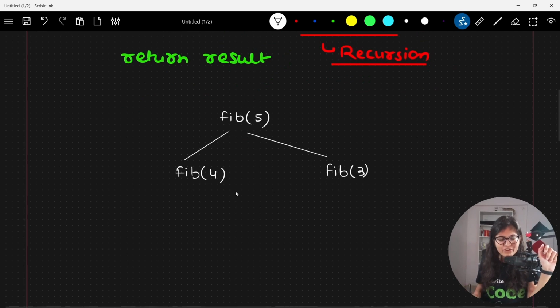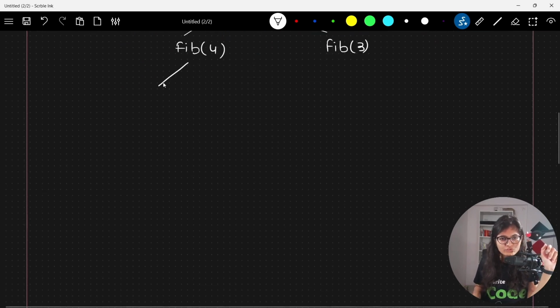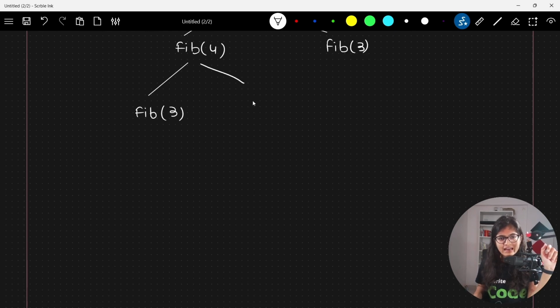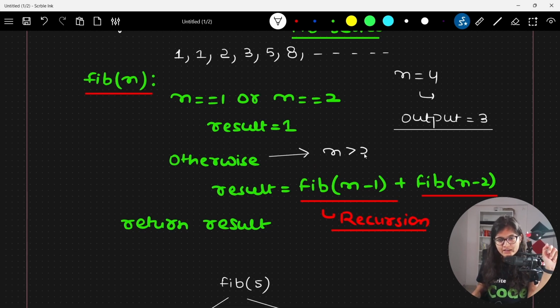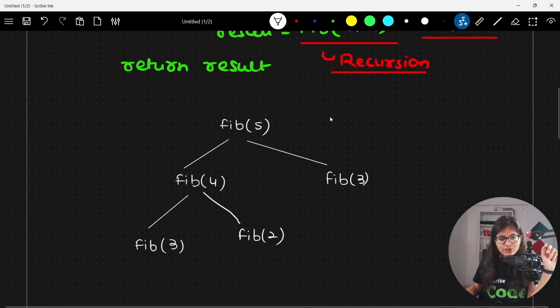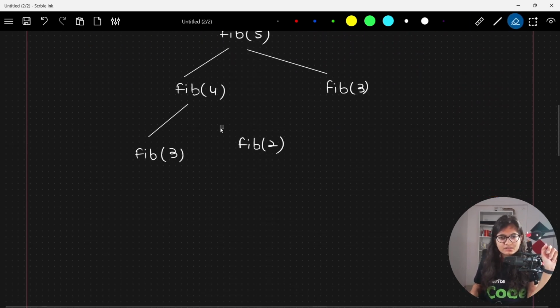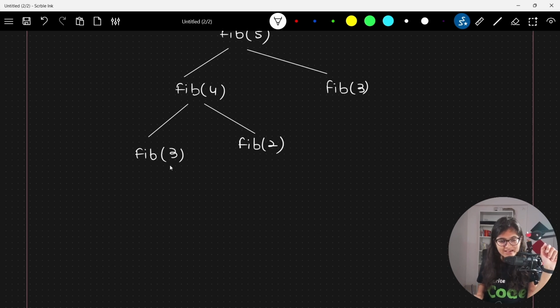Further, at the time of fib of 4, again it will try to split into two parts and find the value of fib of 3 and fib of 2. Because it goes to the otherwise situation when the value of n is greater than 2, right? Here, if you observe, the value of n is greater than 2 itself. Here again, it is 3, which is greater than 2.